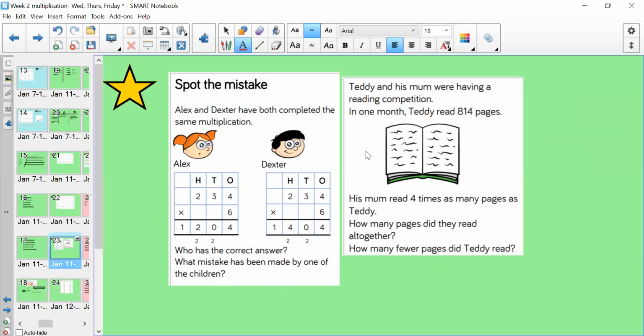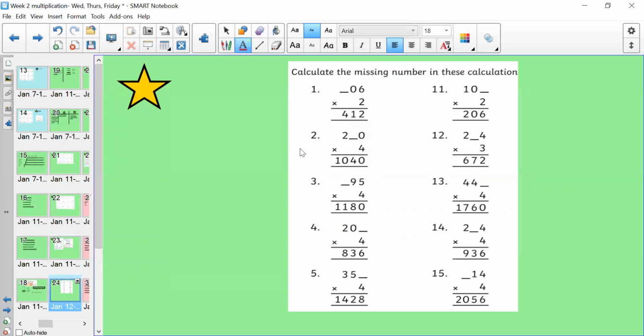In 1 month, Teddy read 814 pages. His mum read 4 times as many pages as Teddy. How many pages did they read all together? How many fewer pages did Teddy read? So there's lots of different sums in this question, not just one multiplication sum. So read that carefully. And then the gold will also do some filling in the missing number activities as well. And of course, if you're doing bronze or silver, you can do one of these as well if you'd like to challenge yourself.